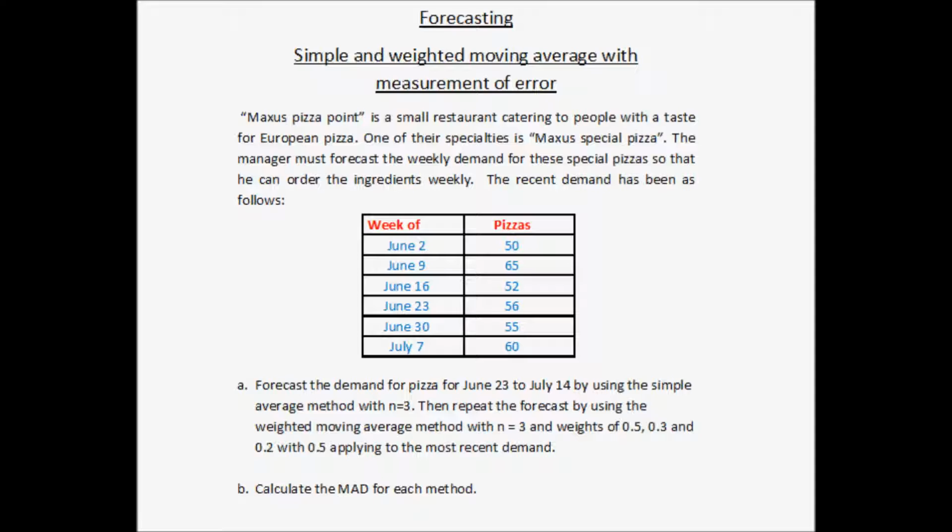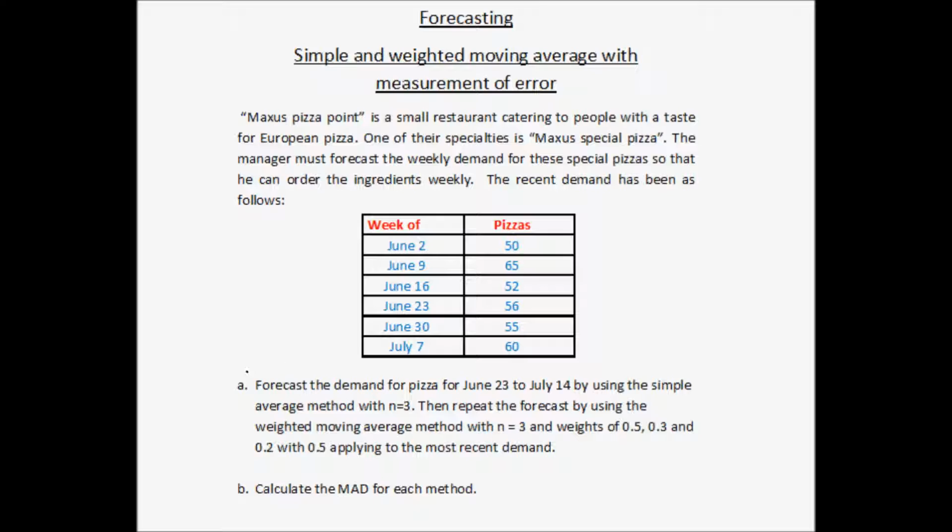The recent demand has been given to us in this table. For the week of 2nd June, the number of pizzas sold was 50. For the week of 9th June, 65. For the week of 16th June, 52. For the week of 23rd June, 56. For the week of 30th June, 55. And for the week of 7th July, 60.